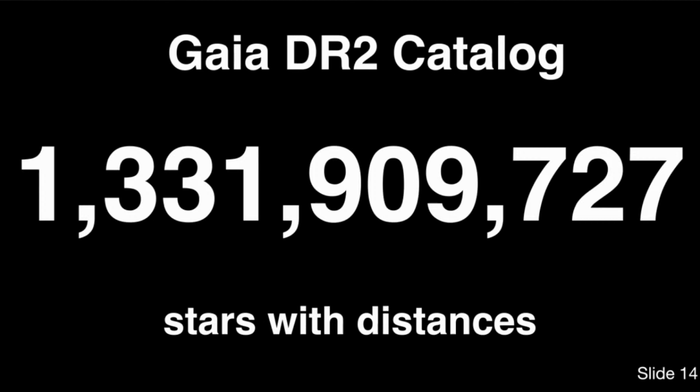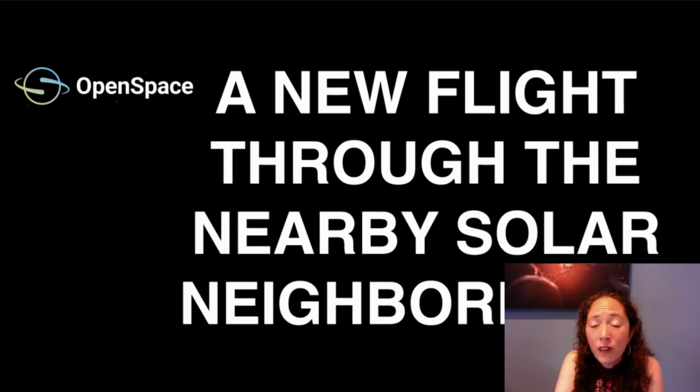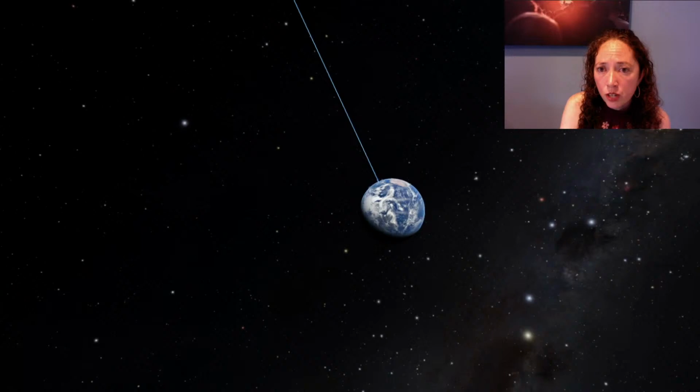So I'm gonna go back in to another flight and show you how different it looks. These are stars that you cannot see with your eye. Again, we only have 5,000 or so that your eye can make out. And this is gonna take us into a new level. So let's take a new flight through the nearby solar neighborhood and see what things look like. So I'll have Alex ingest again, another view.